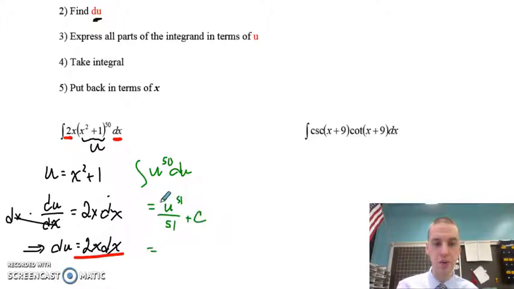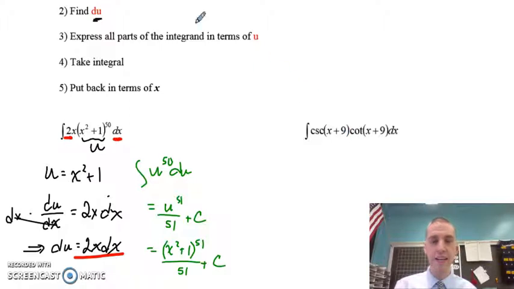And now I'm going to plug back in to get it in terms of x, because we can't leave it as u. So u is x squared plus 1, so I'm going to get x squared plus 1 to the 51st all over 51 plus c. And that's what the integral is. Using this information, we know the integral of 2x, parentheses, x squared plus 1 to the 50th, dx is x squared plus 1 to the 51st, all over 51 plus c. And when you guys get an original point, you can always find c.